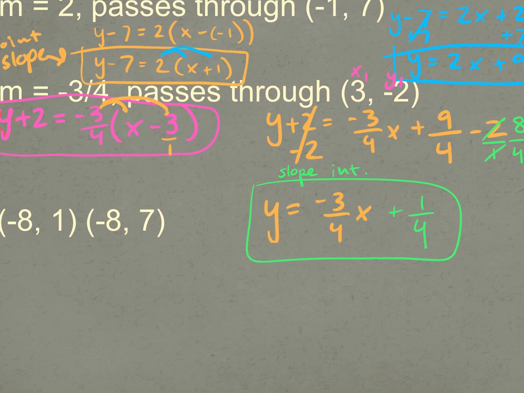So again, these are both correct answers. They're just written in different ways. If the test or quiz said leave it in slope-intercept form, you'd have to do slope-intercept form. If it didn't specify, leave it in whatever form you want.